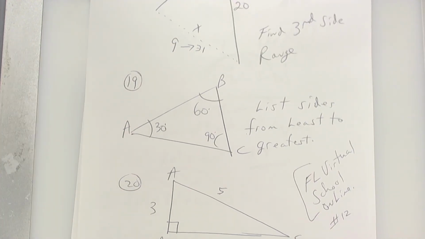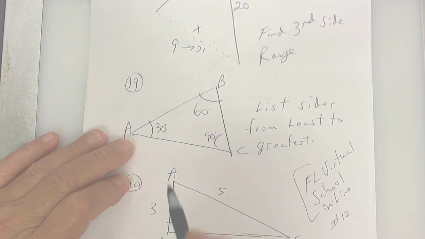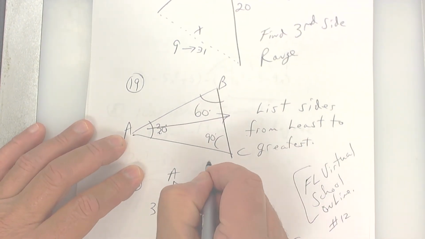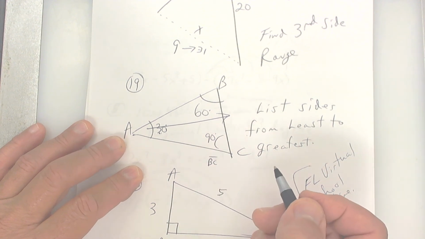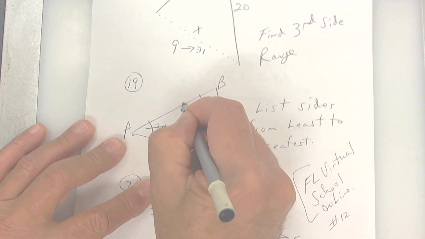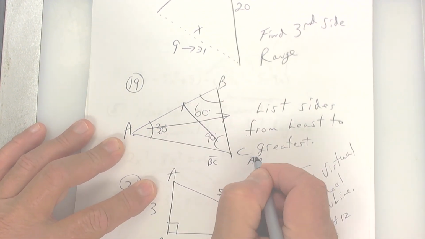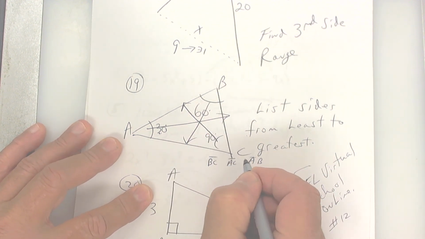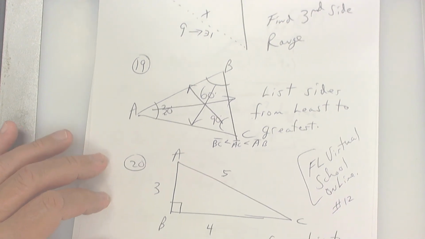Draw this one. Which side is the smallest? Well, you go to the smallest angle and you go straight across. So BC is the smallest. The largest is AB. 60 is in the middle, so AC is in the middle. And that's the way it is.